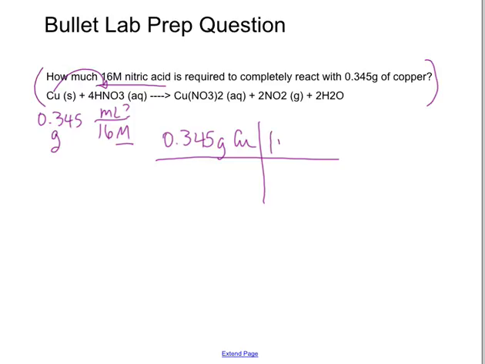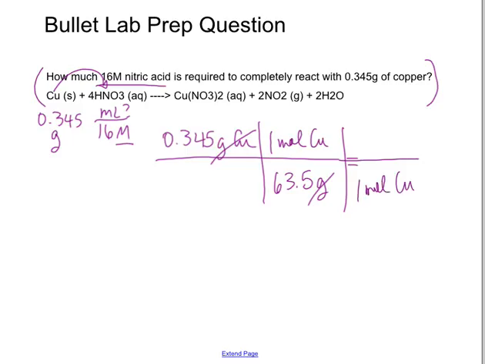Convert to moles. For every 1 mole of copper I have 63.5 grams. So how many moles of copper do I have? Oh, we don't need to do it separately. Now we're in moles of copper. What can we do? Right, mole bridge. For every 1 mole of copper I have 4 moles of nitric acid. So what are the moles of nitric acid?